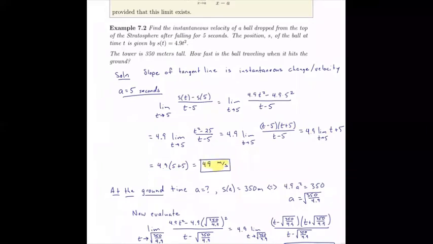And remember that our units are in meters, right? For this function up here. And this is meters per second. So velocity is distance over time. So at 5 seconds, this ball is falling 49 meters per second. We've probably seen in previous examples that this is approximately the case.